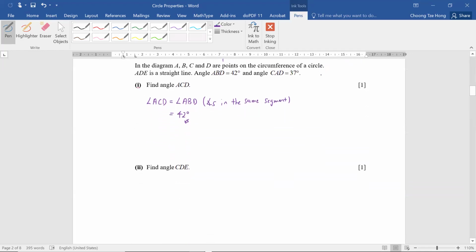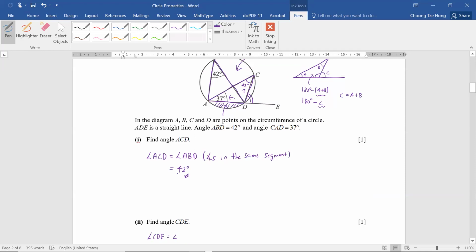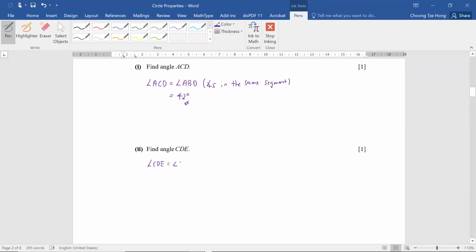So let's write down the working. Angle CDE equals angle DAC plus angle ACD. We can write CAD or DAC. CAD plus angle ACD. Angle CAD will be 37, angle ACD will be 42. If you add them together, you'll get 79 degrees.